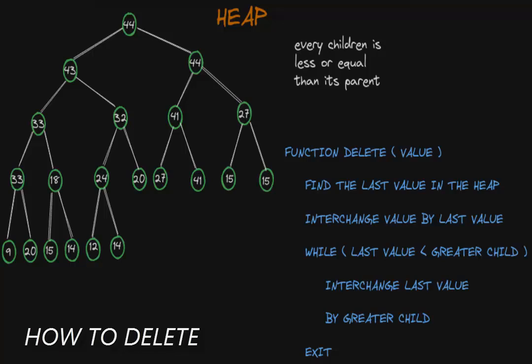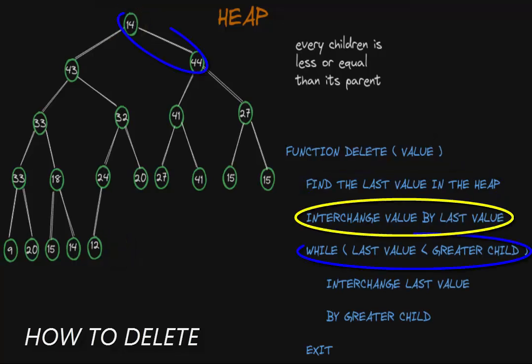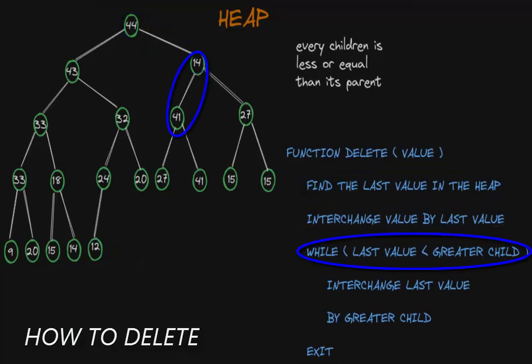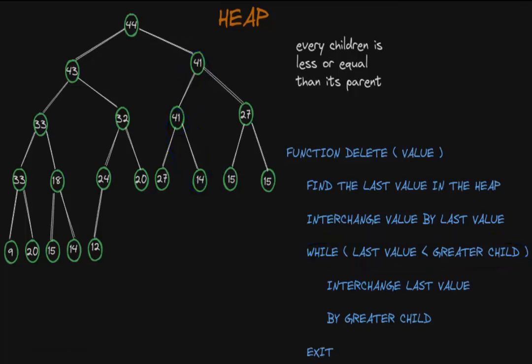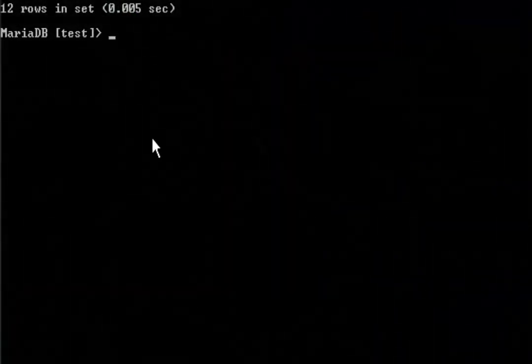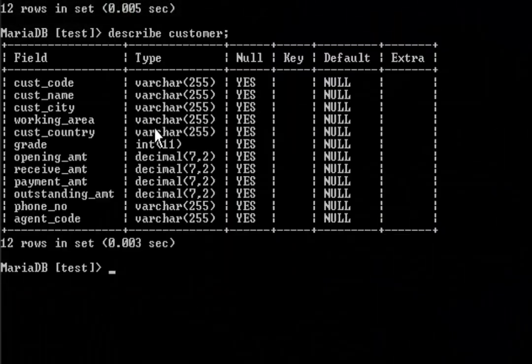The deletion process starts with swapping the last value, which is 14, with the element to be deleted. For example, we want to delete 44, and while this condition remains true, this value will be swapped with its greater successor. This is useful to maintain a numeric order.